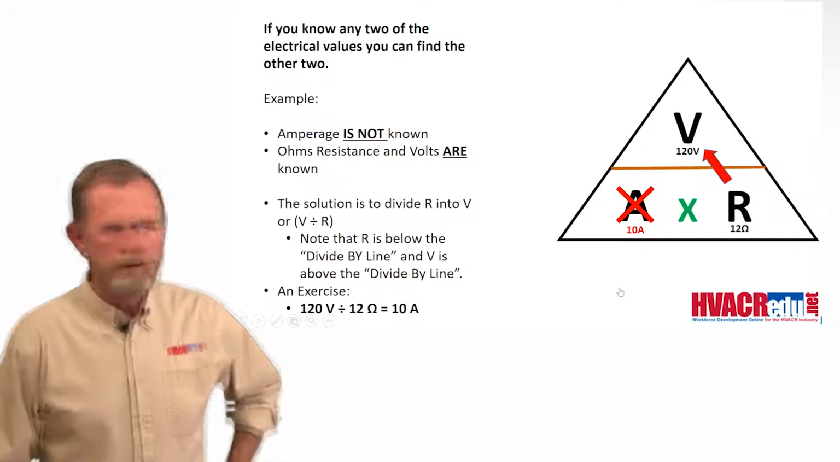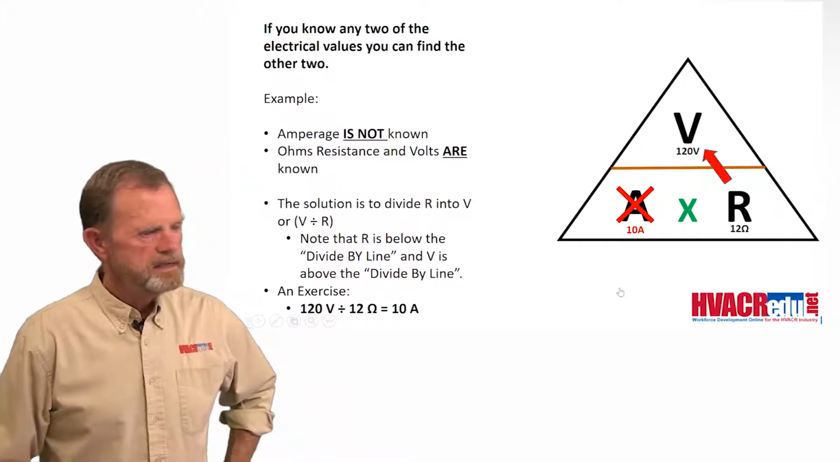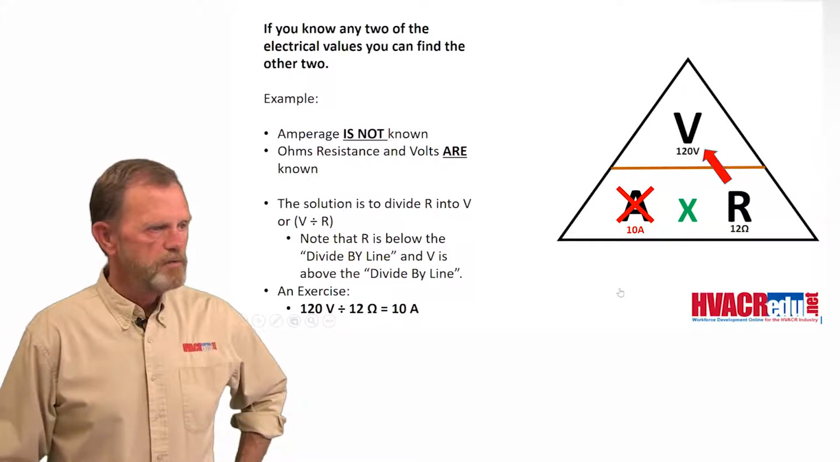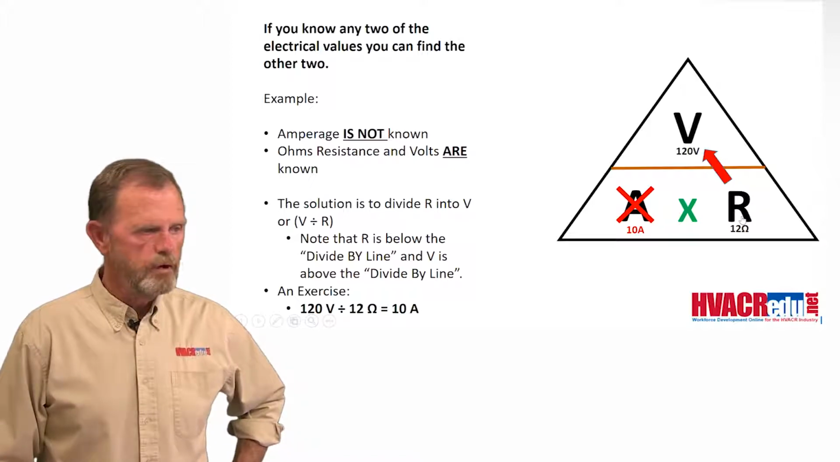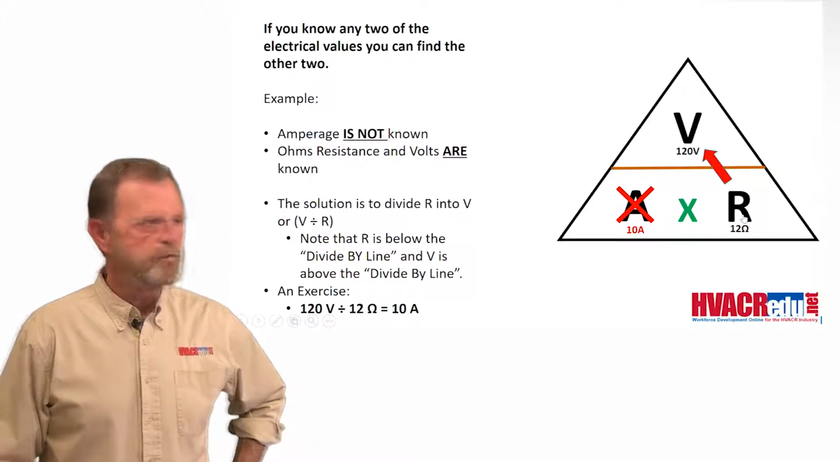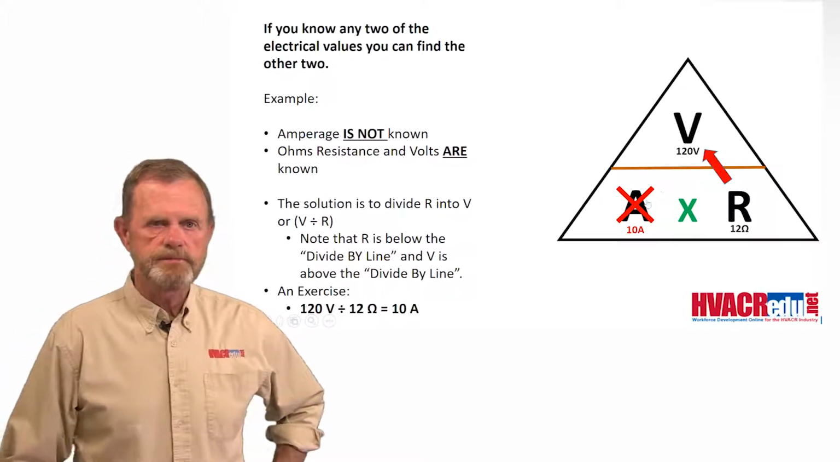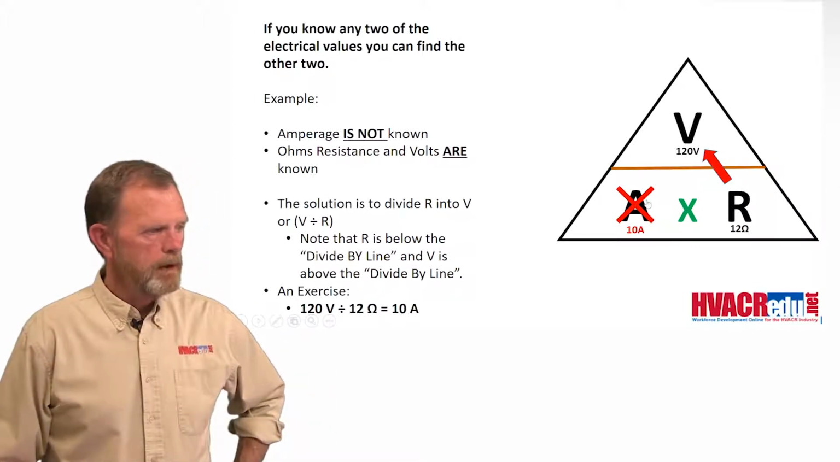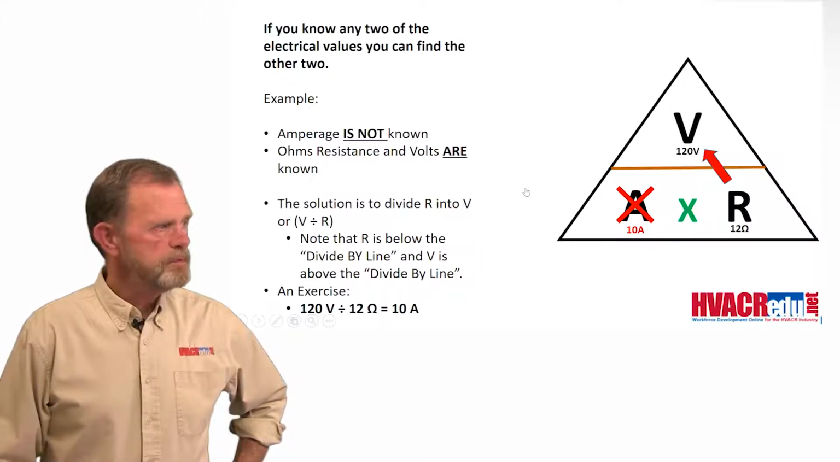Here's another one. If you don't know amps, but you know volts and ohms resistance, same deal. You've got volts, 120 volts. You've got resistance, 12 ohms. You divide 12 into 120 volts, and it's going to give you 10 amps. The answer is there. All right. Are we doing this okay so far? I hope so. The next one.